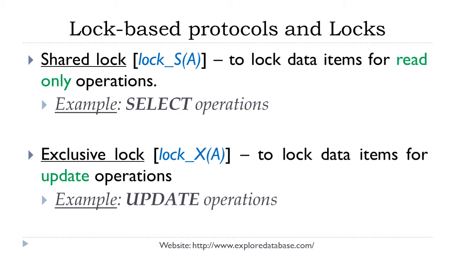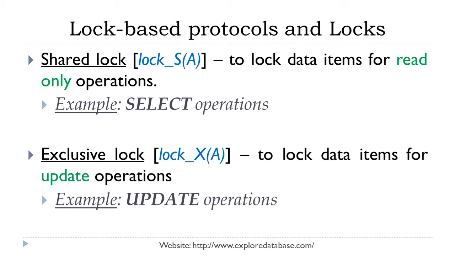For example, if you want to check your balance in your account, or if you want to check for the availability of tickets, or if you are checking your attendance percentage. These are all read-only operations where you need to lock the data items using a shared lock, that is lock_S. On the other hand, an exclusive lock is used to lock the data items for update operations.